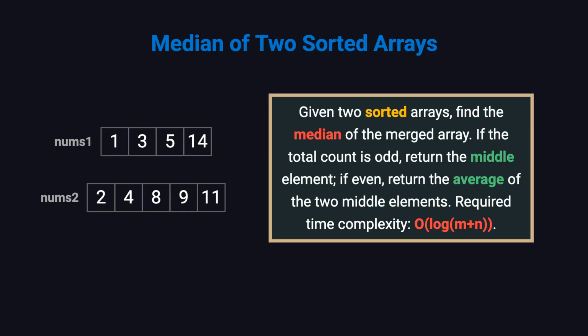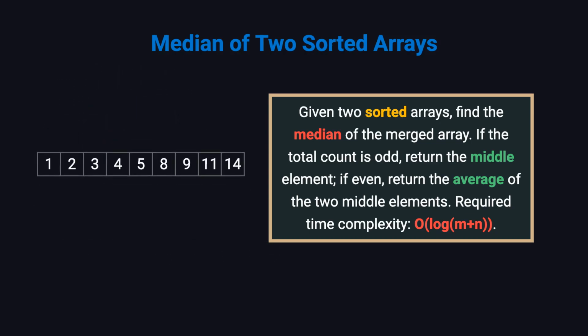A median is the middle value when you line up all the numbers in order. If the total count is even, you take the average of the two middle numbers. For example, say nums1 is 1, 3, 5, 14, and nums2 is 2, 4, 8, 9, 11. After merging, as shown on screen, we get 9 numbers total. The one right in the middle is 5, so that's our median. Now if the total count is even, say we remove the 14, the two middle numbers become 4 and 5, giving us a median of 4.5.